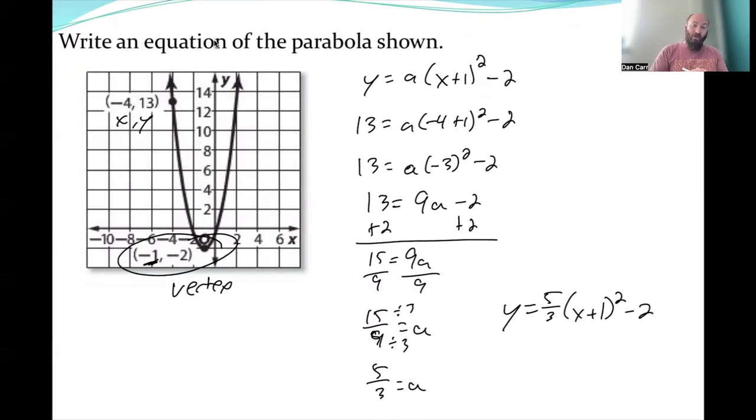So the biggest thing here is that we need 2 pieces of information to help us write the equation of a parabola. We need the vertex, and we need one other point that's on the graph. As long as we have those, we can use our vertex form, and if we need to transform it after that, we can. But that is it for today.